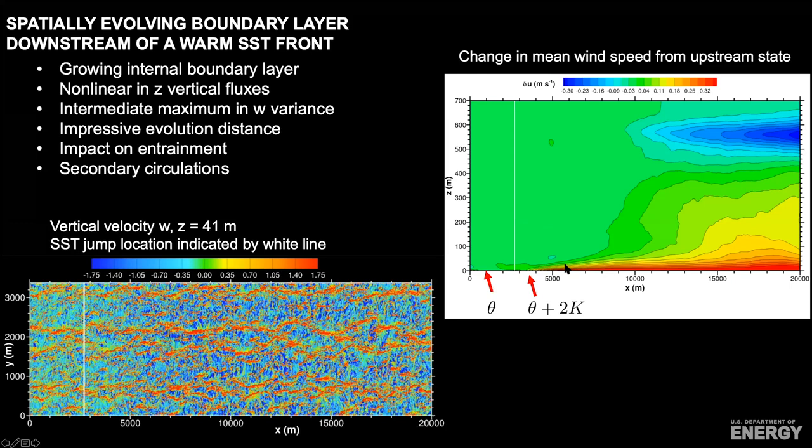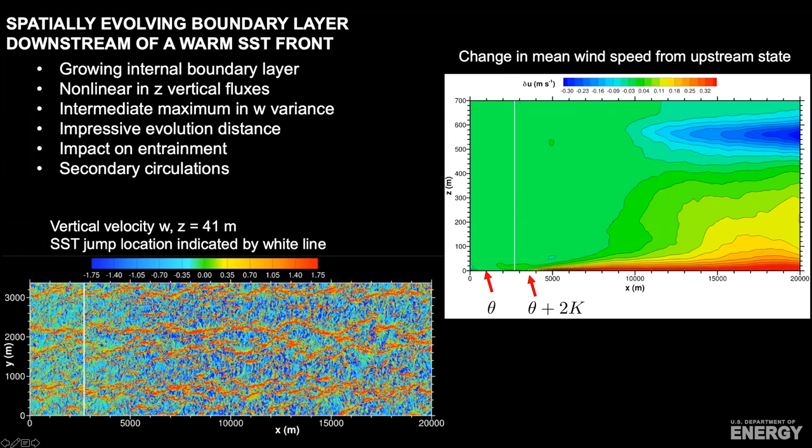The water surface, the wind speeds speed up fast. Notice it speeds up at the surface faster than it decreases at the top of the boundary layer. It decreases, the boundary layer grows. Okay, so you see this particular change in the wind speed over this particular range. This is very different if you change it from theta plus to minus, if it actually gets colder.